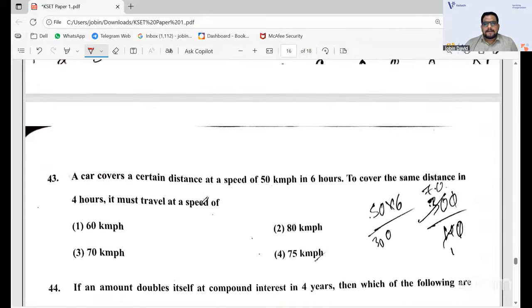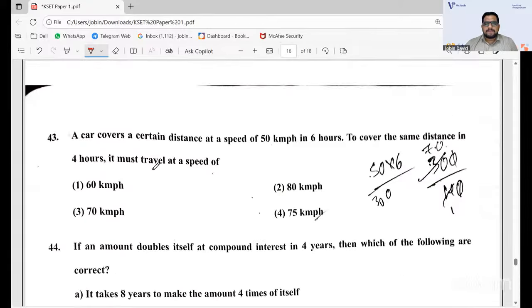Okay. And here's the question with speed, distance, and time. A car covers a certain distance at a speed. Speed is given, time is given. You can calculate distance from that. From the first statement, you can calculate the distance. And then with that distance, you have the time. If you divide distance by time, you will get the new speed. Okay. The answer is 75 kilometers per hour. Option 4 is the right answer.